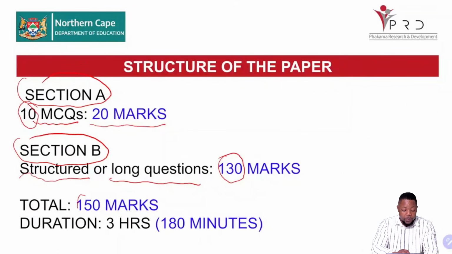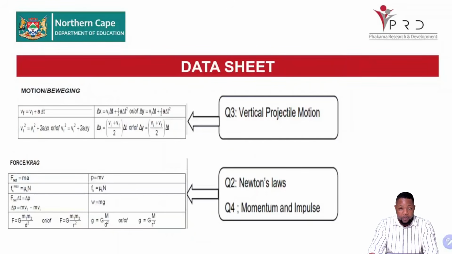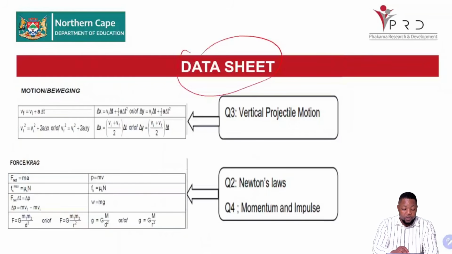The total of the paper is 150 marks written in 3 hours, which is equivalent to 180 minutes. So that is a lot of content that needs to be covered, and hence we are starting with the revision. Now, one of the important pages or sheets that you have on the question paper or previous question papers is the data sheet. So the data sheet is very, very important. Just go through your data sheet and make sure that you understand all the formulas.